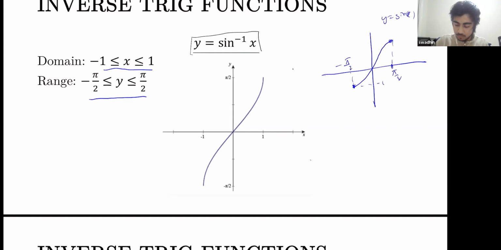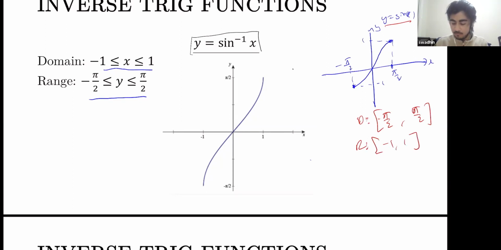It's -1. Right? In the original function, y is equal to sine x, the domain was minus pi on 2 to pi on 2, and the range was -1 to 1. For the inverse function, to find the inverse function, you sub y as x. This makes sense because you're reflecting along the line y is equal to x. The domain and range also switch. So the range of the original function is the domain of the inverse, and the domain of the original function is the range of the inverse.